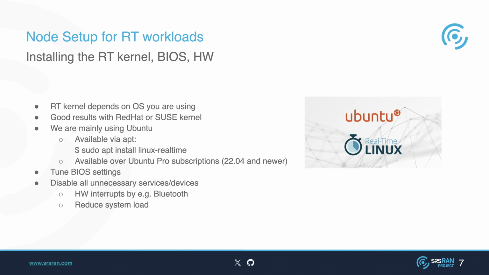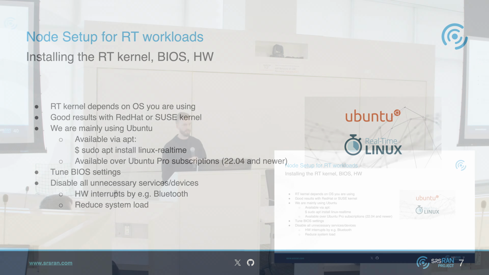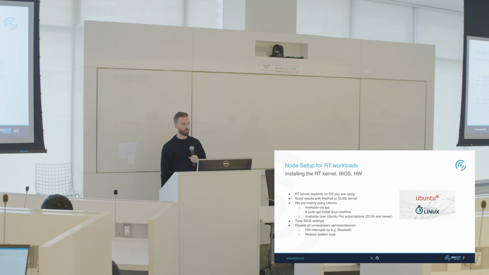So first of all, installing the real-time kernel is a fairly easy thing. You can do it over apt, sudo apt install linux-realtime, or you can go over the Pro subscription of Ubuntu. Both are actually the same version, so it's up to you what you want to do. You don't have to use Ubuntu, so you could also use Red Hat or SUSE, which also show good results with the real-time kernel. But we use Ubuntu because we test it the most in our labs.